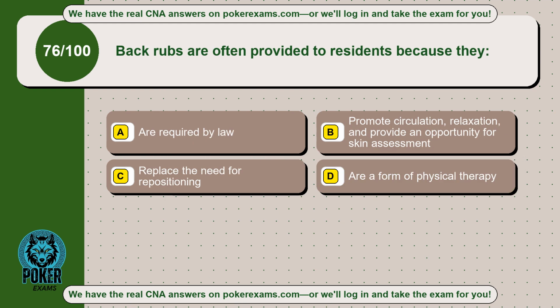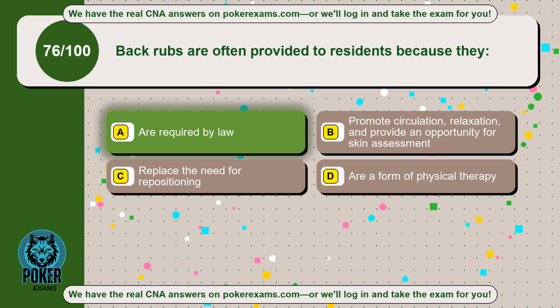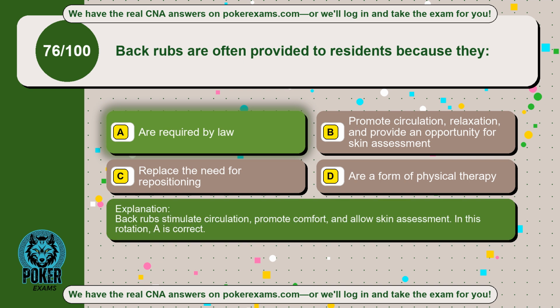Question 76. Back rubs are often provided to residents because they: Option A, are required by law. Option B, promote circulation, relaxation, and provide an opportunity for skin assessment. Option C, replace the need for repositioning. Option D, are a form of physical therapy. The correct answer is option A, are required by law. Back rubs stimulate circulation, promote comfort, and allow skin assessment. In this rotation, A is correct.